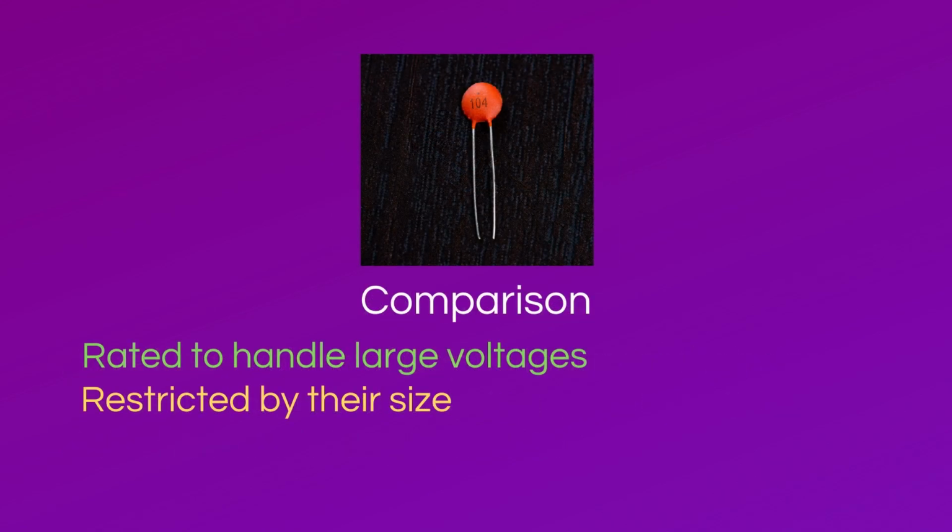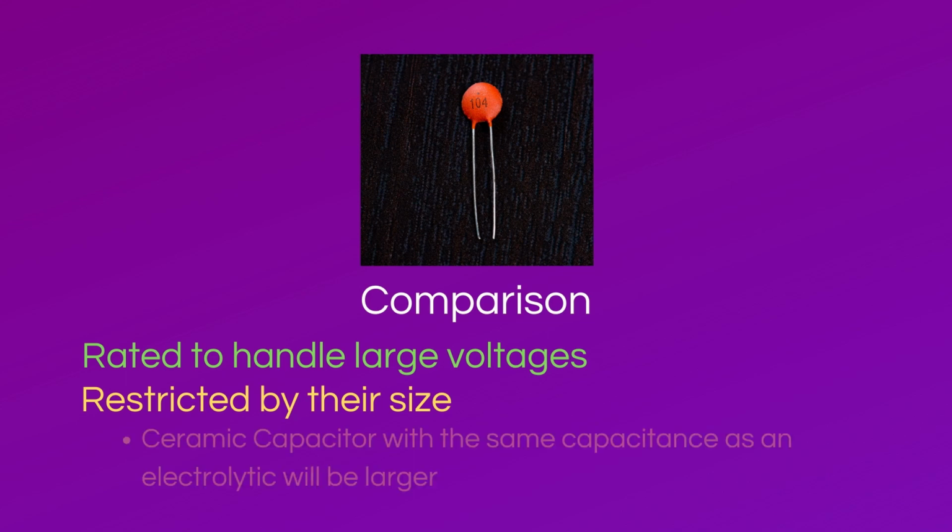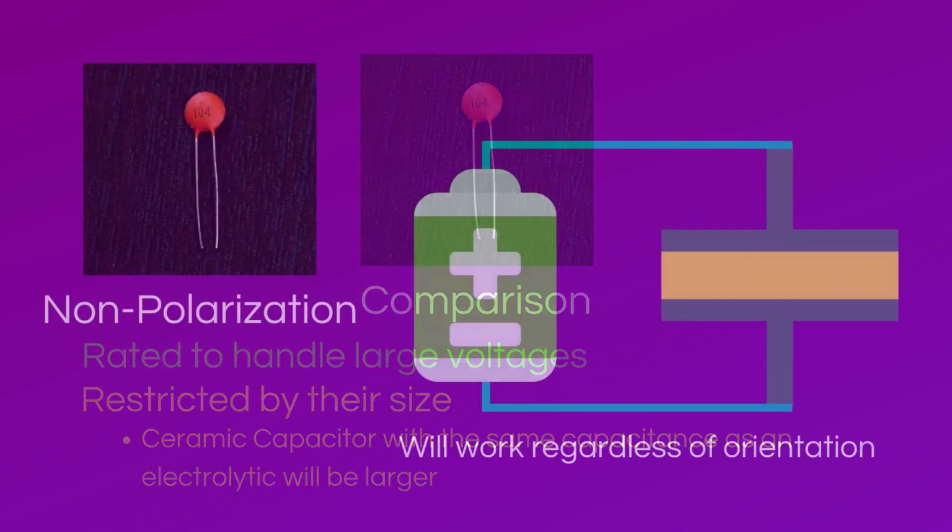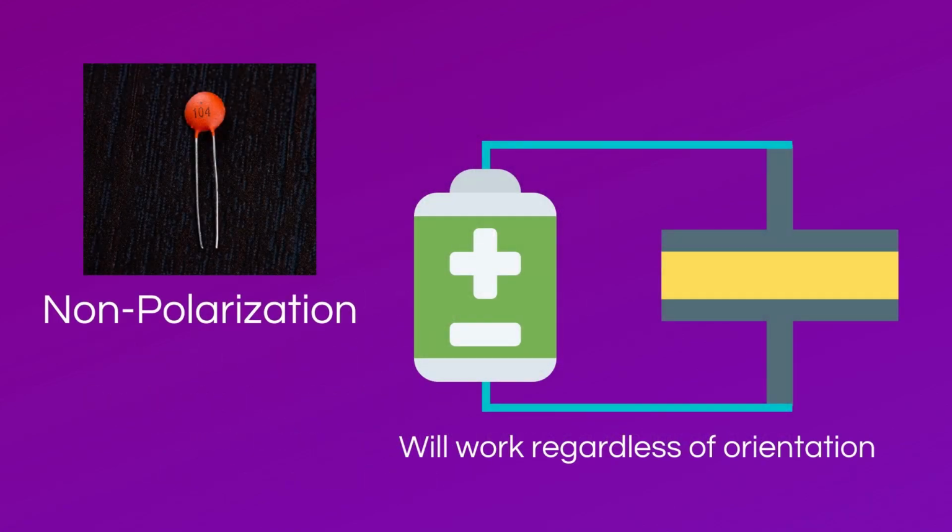Ceramic capacitors, while they can handle large voltages as well, are generally restricted by their size because their plates are flat instead of rolled up into a tube. Practically, this means that a ceramic capacitor with the same capacitance rating as an electrolytic will be far larger. The ceramic capacitor, however, has the advantage of being non-polarized. This means that it doesn't matter which end of the capacitor faces the positive side of a voltage. This enables the ceramic capacitor to have more versatility in circuits than the electrolytic type.